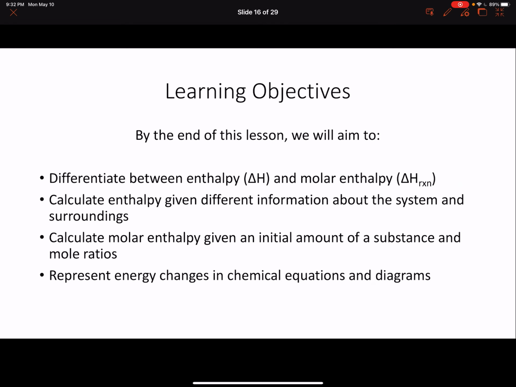Hi there, welcome back to part 2 of the calorimetry and enthalpy video lesson. As a quick recap, calorimetry is the measuring of the energy change of a process using water, and generally we just study objects for that. We're going to take it one step further now and apply it to chemical reactions, and we'll look at enthalpy.